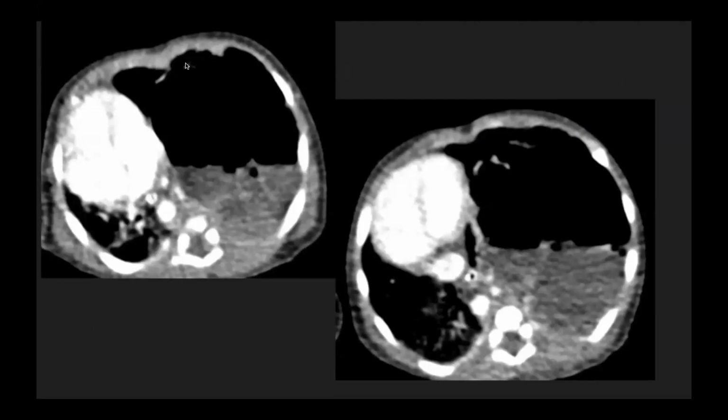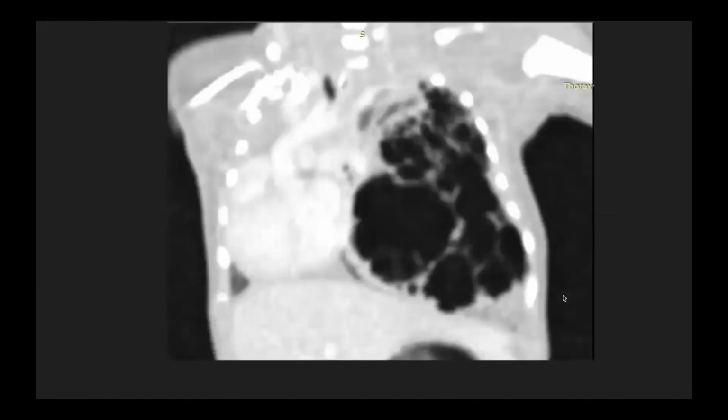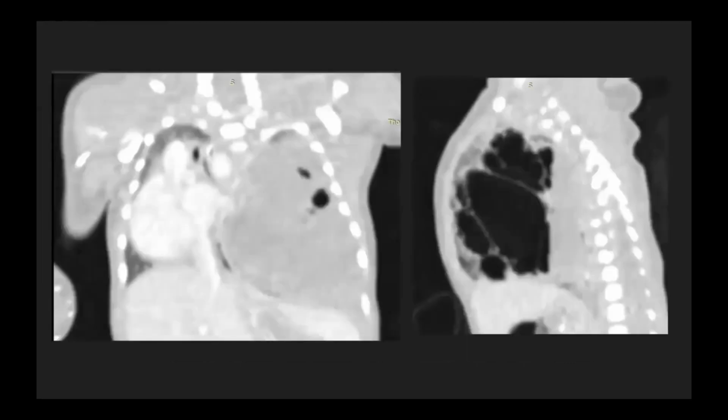So what we see is a big fluid and air shadow filled lesion in the left hemithorax. This bubbly kind of lesion in the left hemithorax with contralateral mediastinal shift has two possibilities, CPAM or congenital diaphragmatic hernia. However, by the appearance on ultrasound and also on the CT, we could very well see the diaphragm. So this was not a congenital diaphragmatic hernia. This was a CPAM, a type 2 CPAM of variable size.